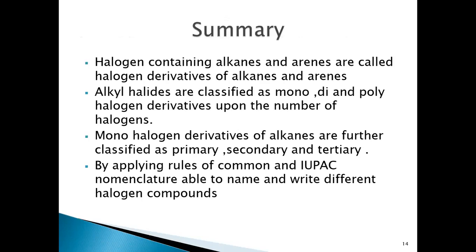To summarize today's lecture, halogen containing alkanes and arenes are called halogen derivatives of alkanes and arenes. Alkyl halides are classified as mono, di and polyhalogen derivatives depending upon the number of halogens. Monohalogen derivatives of alkanes are further classified as primary, secondary and tertiary halogen derivatives. By applying the rules of common and IUPAC nomenclature, we are able to name and write different halogen compounds.